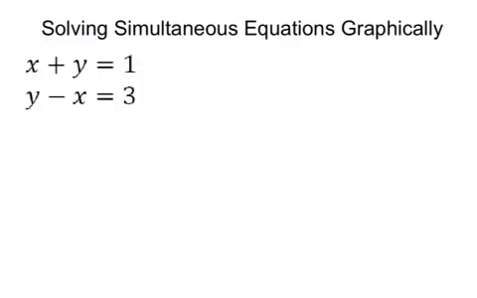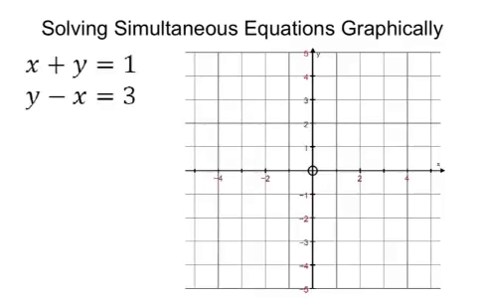Here we have two equations, x plus y equals 1 and y minus x equals 3. We're going to consider these in turn, and we're going to draw the graphs of both of them. So first of all, we're going to get ourselves some graph paper with some axes on, and the first one we're going to look at is y minus x equals 3.